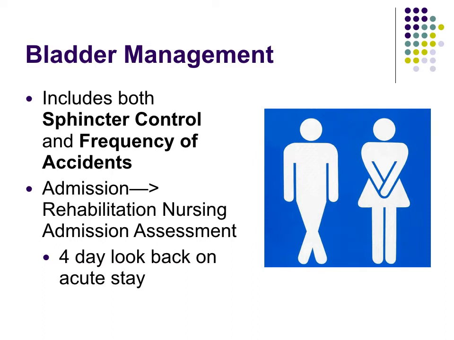And I want to clarify the difference between incontinence and accident. An incontinence is contained within a brief. An accident soils the linen or clothing, and they have to be changed. So just be aware of that difference when you're scoring in your daily shift assessment.